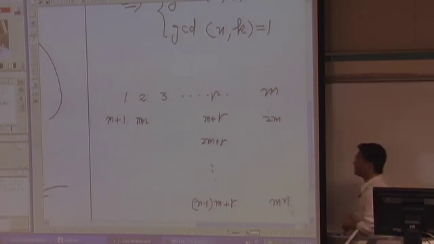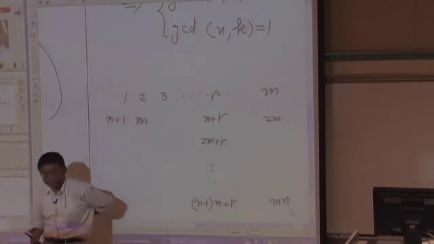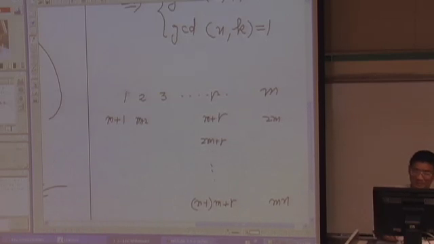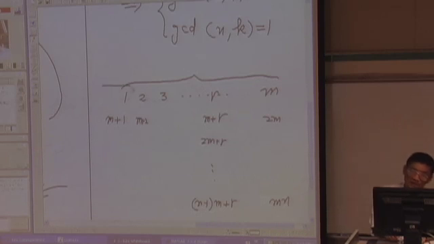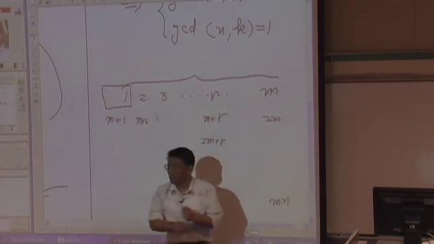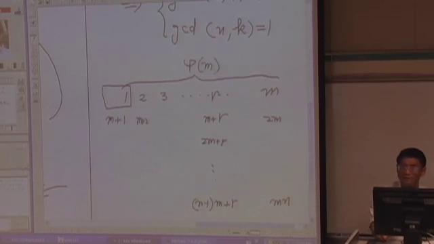And then you write it. And then you state that in this group, some number is qualified, some number is not qualified, right? For instance, this number is qualified, right? In this group. And the total number of numbers in this group is what? P of m, right? Total number of qualified numbers is P of m.